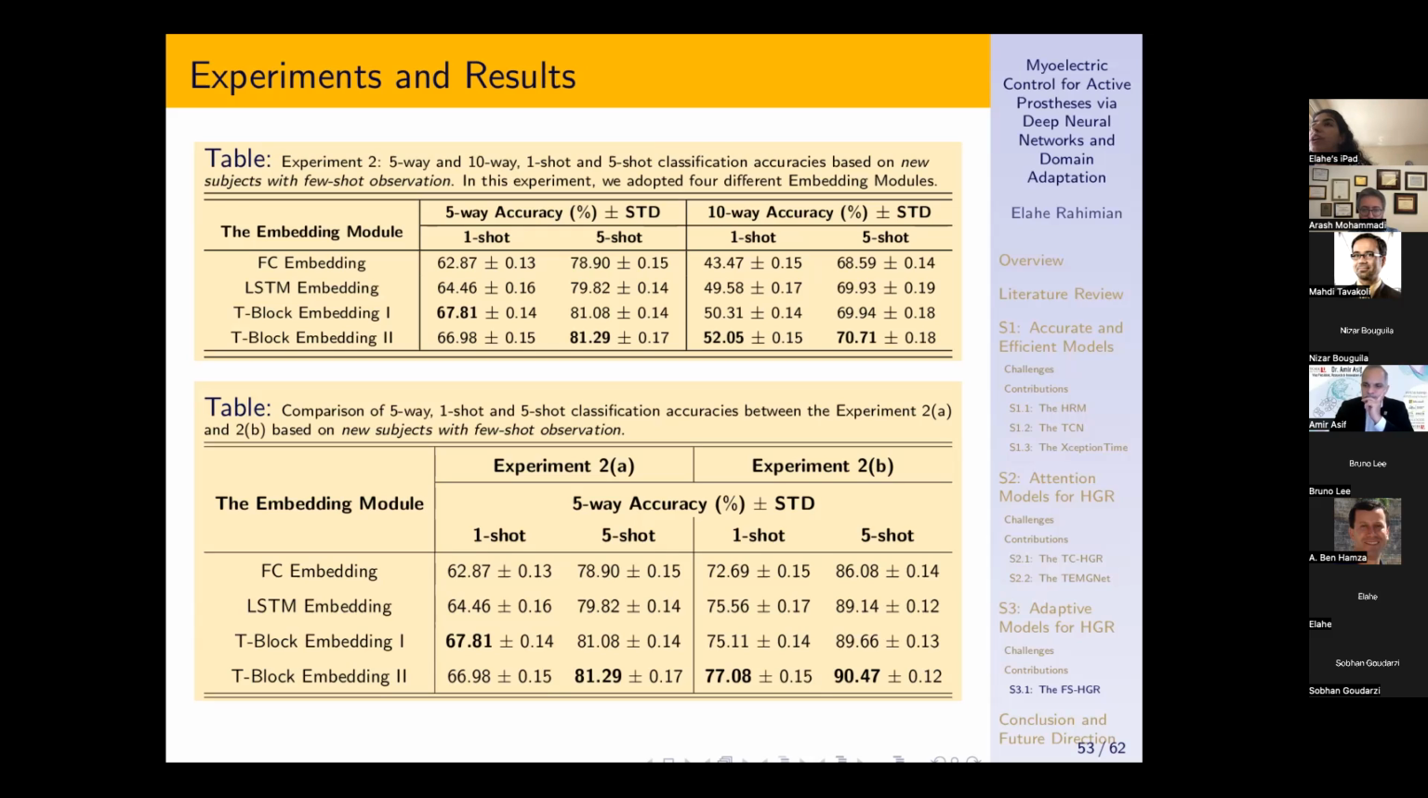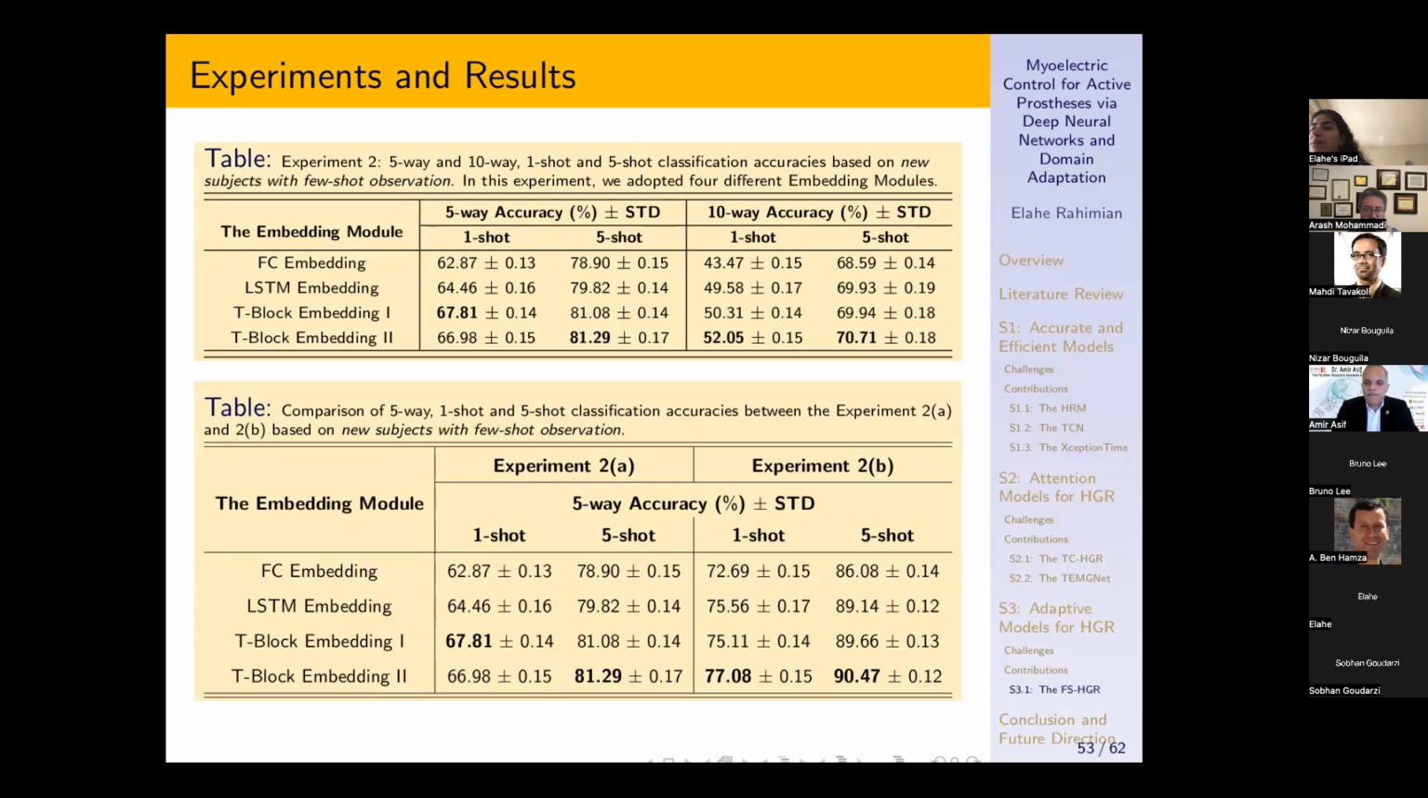Here we can see that by increasing the number of ways, the accuracy decreases, because increasing the number of ways means more classes. But when we increase the number of shots, the accuracy improves.